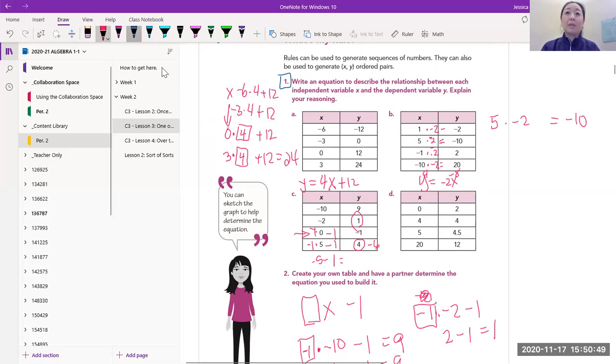So we try different things. We got the plus 12 because of this guy right here. If you notice, when we put in a 0, we get a 12, which means I know that I'm going to be adding 12. So it's going to be something times 0 plus 12, and that's going to give me this 12. So I said, okay, let's try 3.